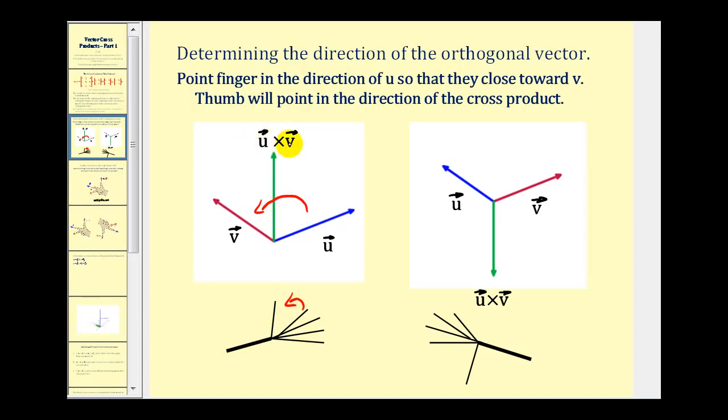So the order in which we cross these two vectors is important. We point our fingers first in the direction of u so that they fold or bend toward v. If we switch the orientation of the two vectors, if we want our fingers to close toward vector v, we'd have to have our hand almost upside down so that our thumb points down, so that if we bend our fingers, they would bend toward vector v. The thumb would point down, therefore the orthogonal vector would point down. So this is the right hand rule, and this is how we determine what direction the orthogonal vector will go.